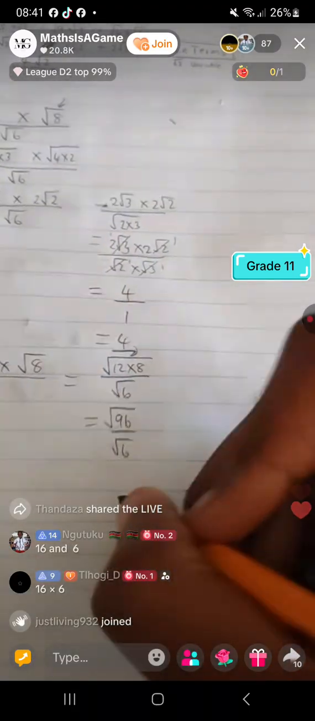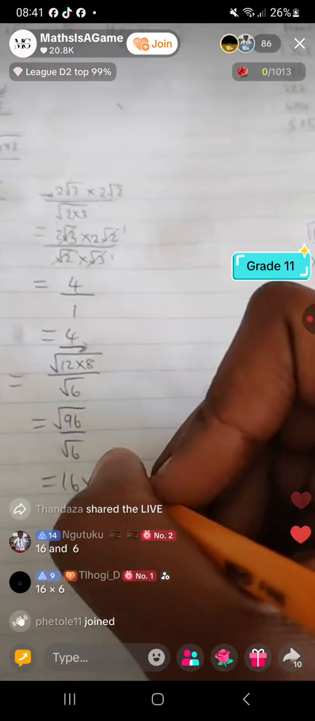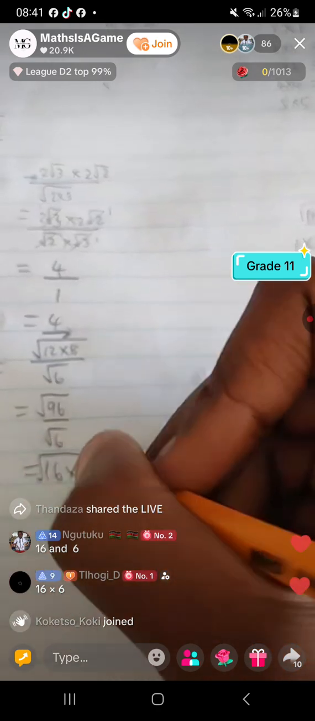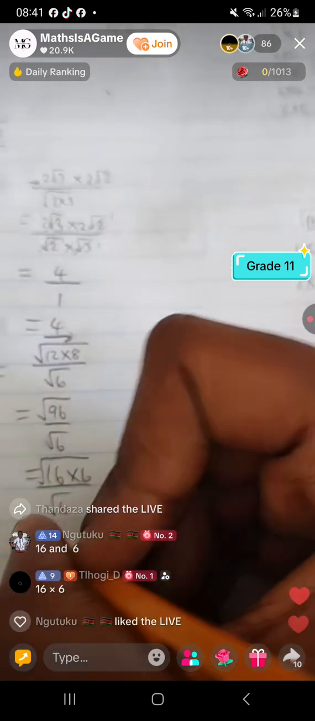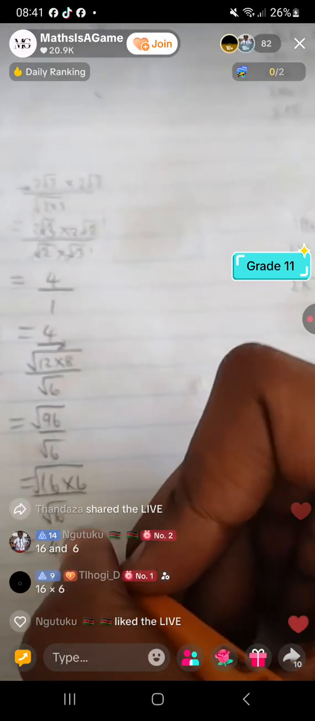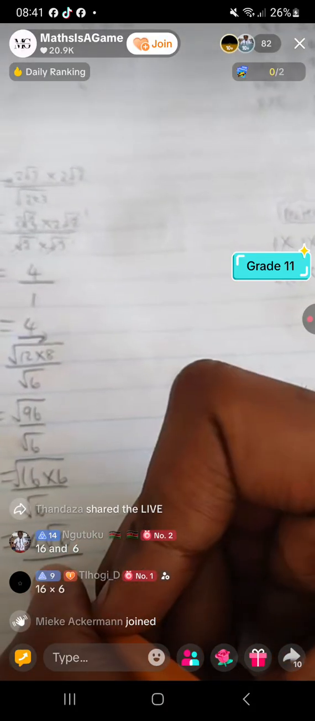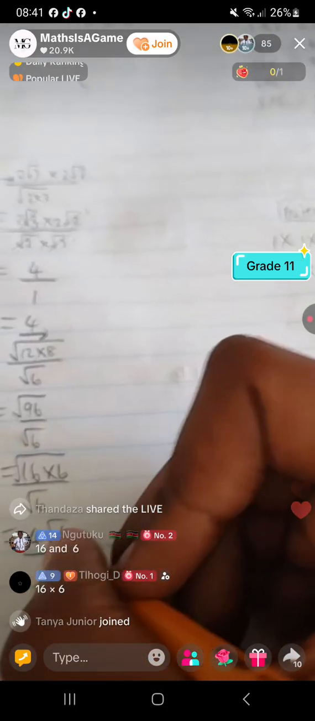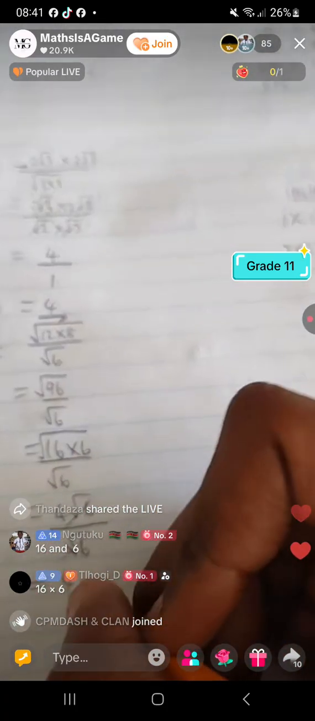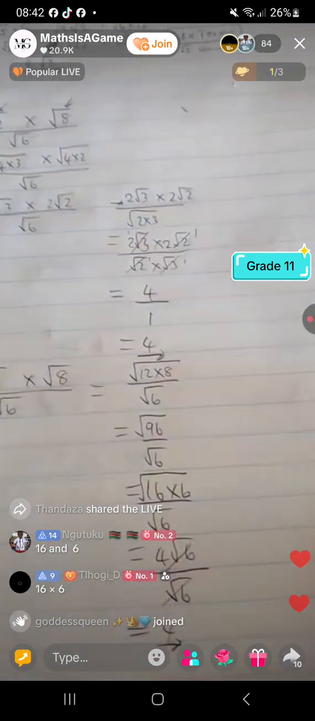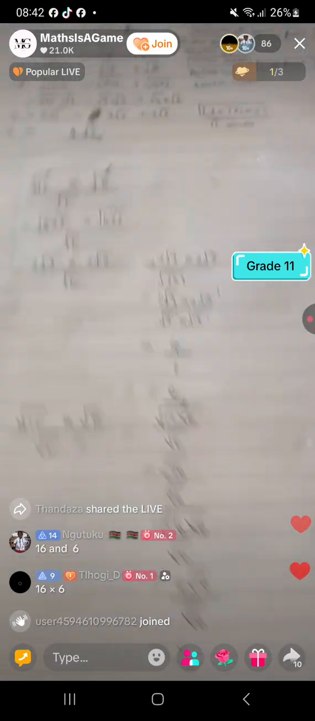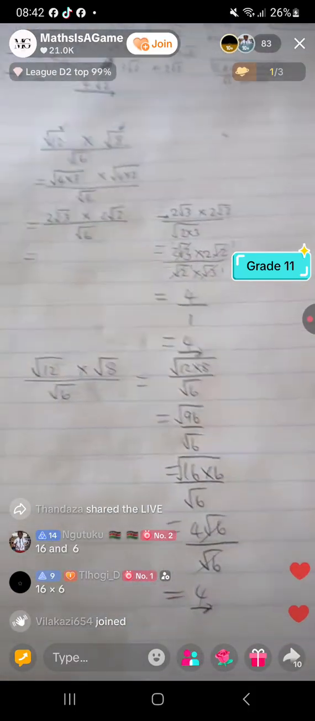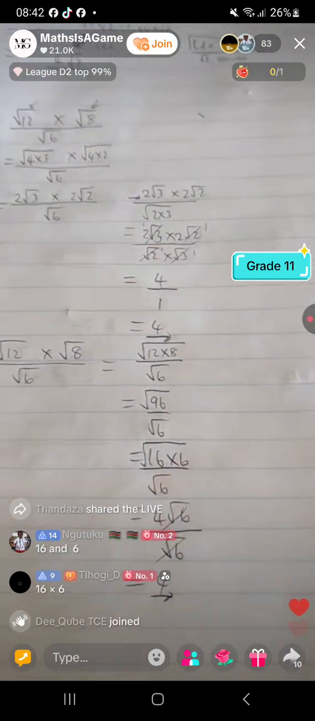Exactly. All right, do you see that? So if you're going to rewrite it then as 16 times 6, then you know you have 4 root 6 over root 6. Those two cancel, you are left with 4. That's why I was saying to you guys that there's many ways to fry this one.